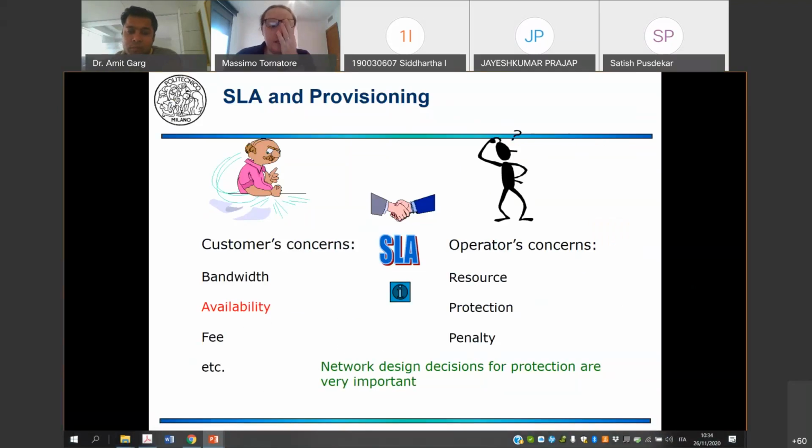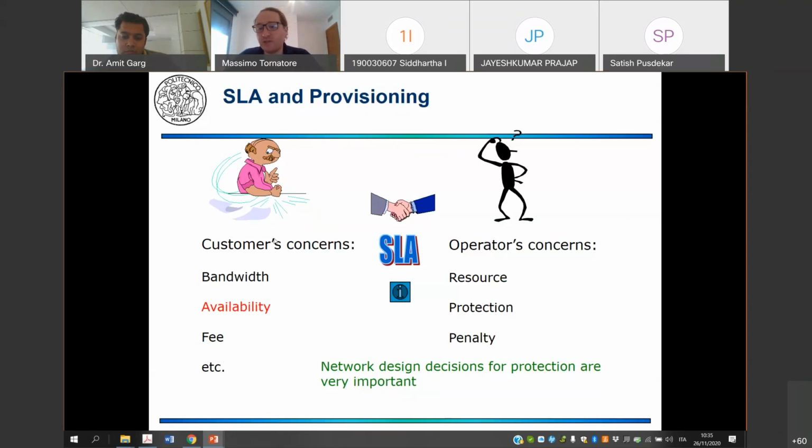So on one side, we have the customer, which requires some quality of service, availability. On the other side, we have the operator, which doesn't want to spend too much money. It turns out that protection is not performed only in one manner. There are tens of ways of performing protection in order to find the right balance between what the customer wants and what the operator can provide.